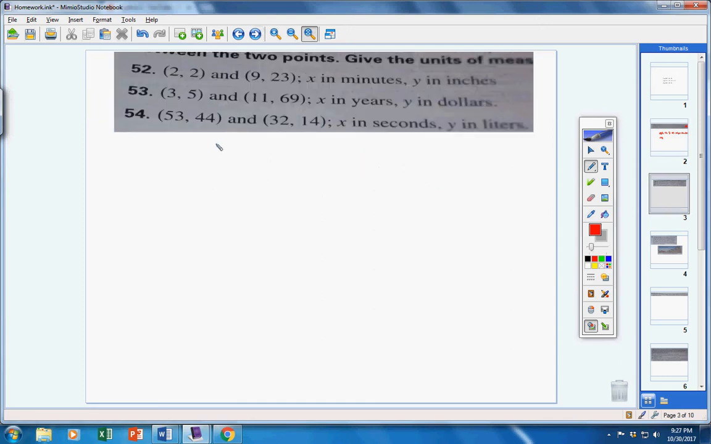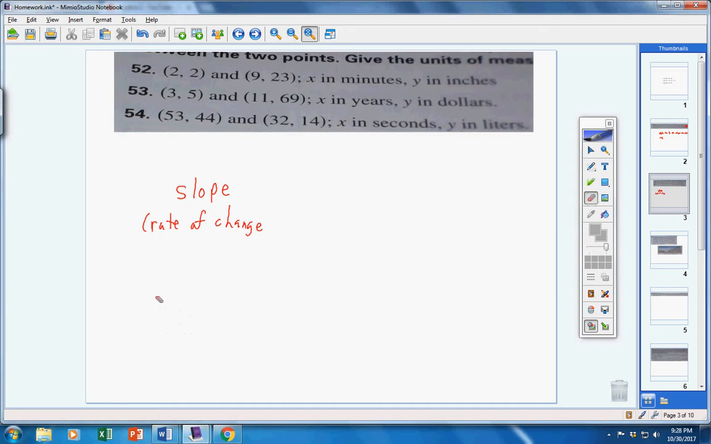Alright, number 52. Alright, now the directions say to give the units of measure for the rate. Okay, now guys, on all 3 of these, stop and think. First of all, we're dealing with X minutes, Y inches. Now, they want us to give the rate, or the rate of change, which remember, a rate of change is the same thing as a slope. So when you're dealing with slope, or, are you listening? Rate of change, remember a slope is a rate of change. It's the change in the rise in relationship to the change in the run, okay?